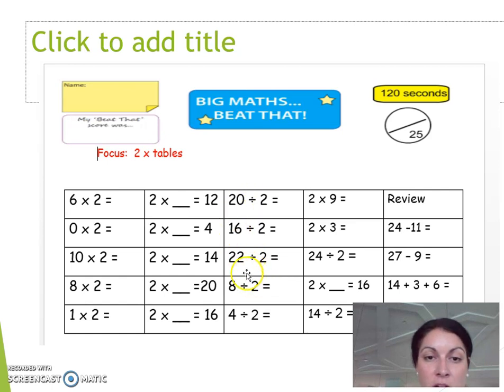How many 2s are in 8? So 2, 4, 6, 8. I know that there are 4 2s in 8. So 8 divided by 2 equals 4. Over here, 2 times 9, children counting up to in their 2s. And the answer is 18.